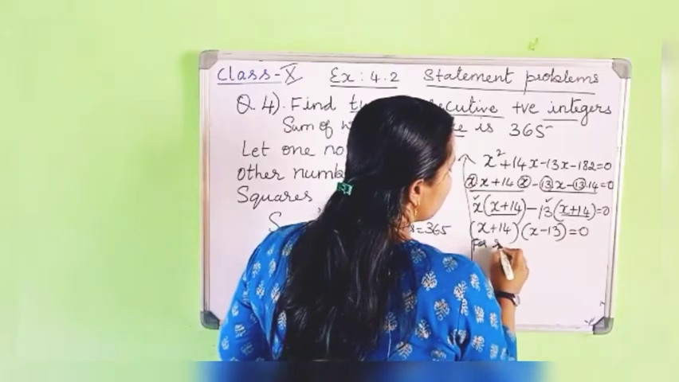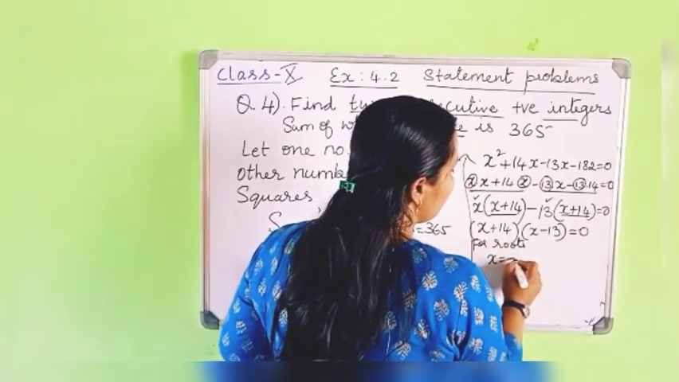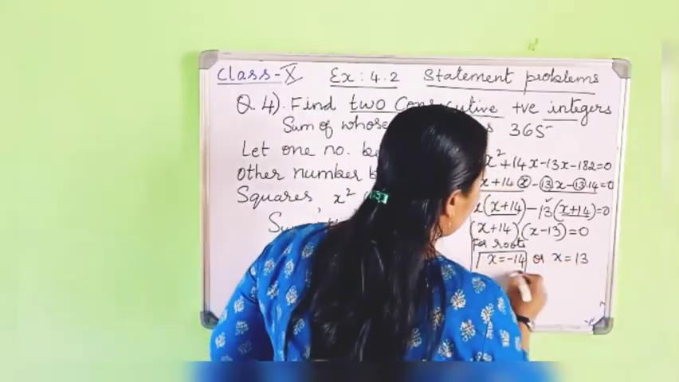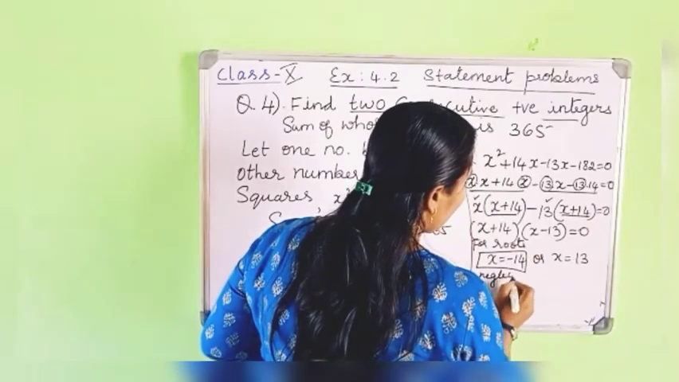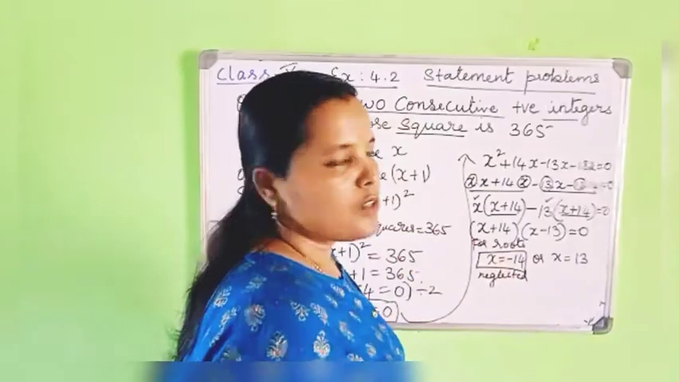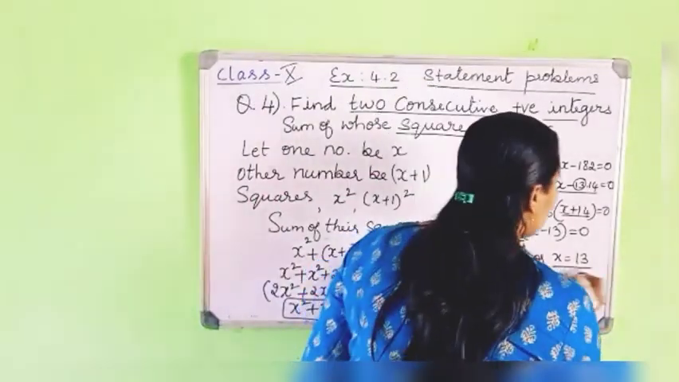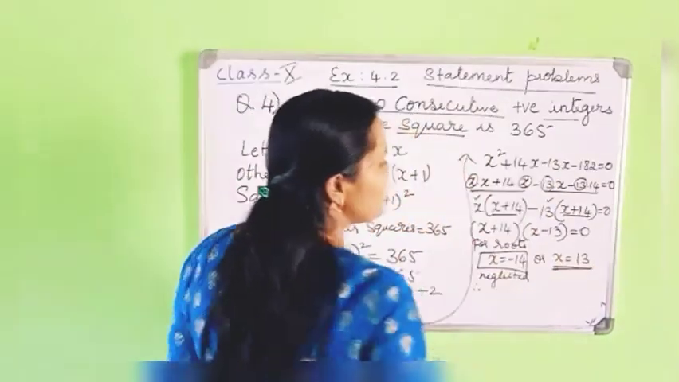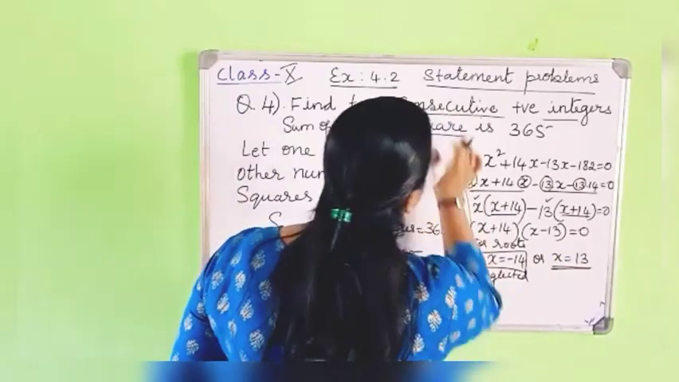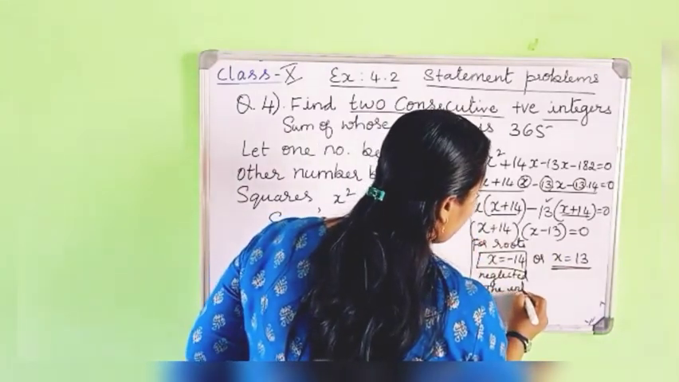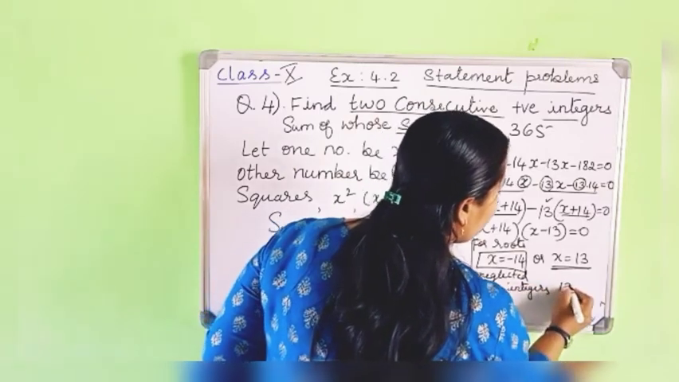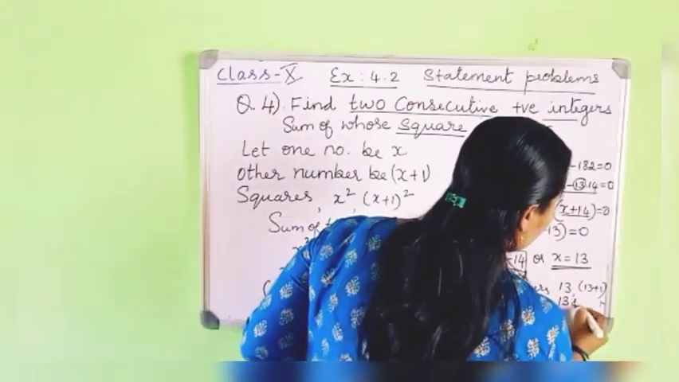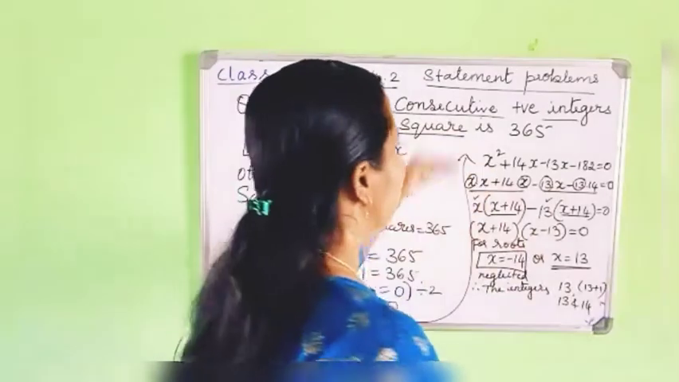So, for roots, if you consider these two factors, you will get x is equal to minus 14 or x is equal to 13. So, here minus should be neglected. This is very important. You cannot take the negative root. Therefore, you have to consider x is equal to 13. So, now let us verify. What is the consecutive to 13? Therefore, the integers are 13 and 13 plus 1. So 13 and 14 are the given integers. You can verify your answers for this.